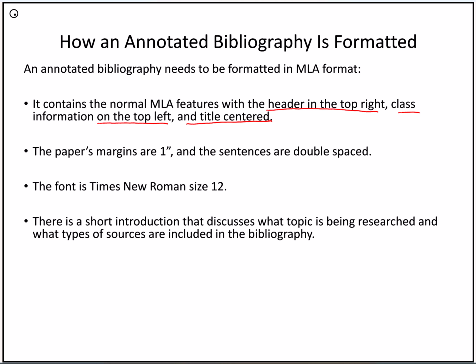The paper's margins need to be 1 inch. Sentences need to be double spaced. The font is Times New Roman size 12. And I would appreciate a very short introduction that discusses what topic is going to be researched.